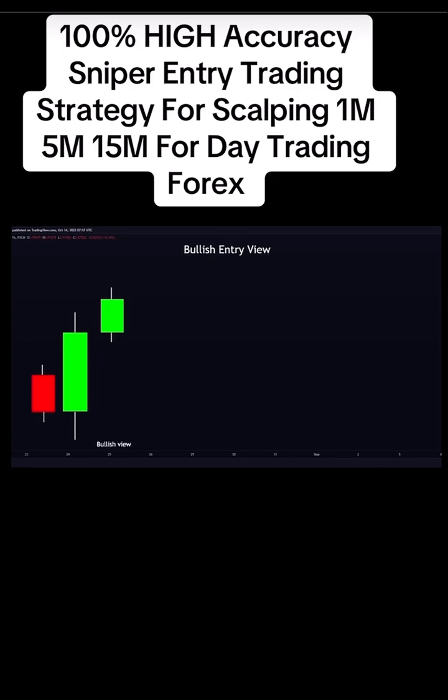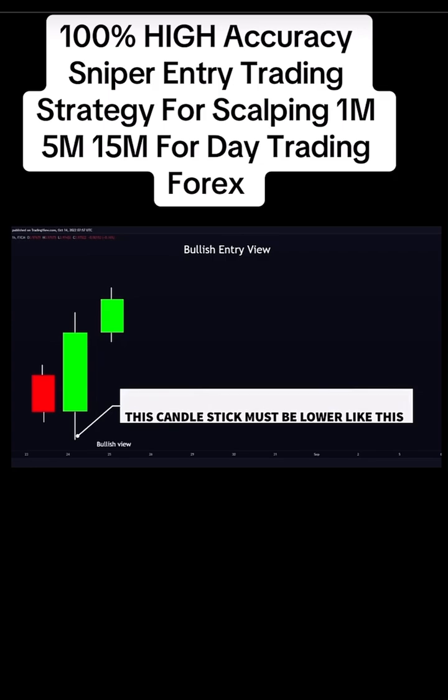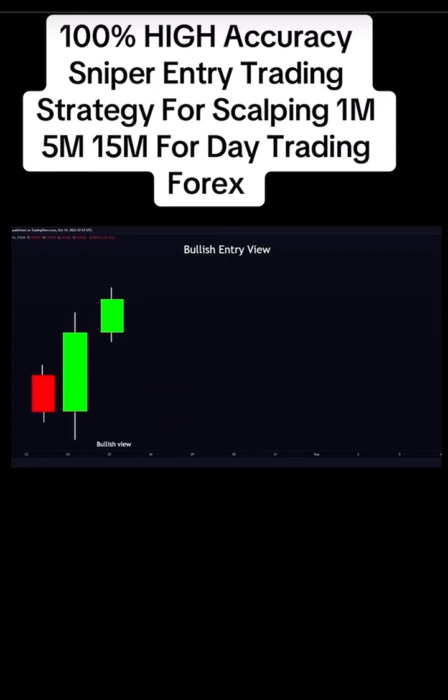Then the second step is that the bullish candle must have a lower low compared to the low of the bearish candle. From this example we can see that this bullish candlestick low is lower than the low of the previous bearish candlestick. You will understand why this is very important to get a sniper entry.